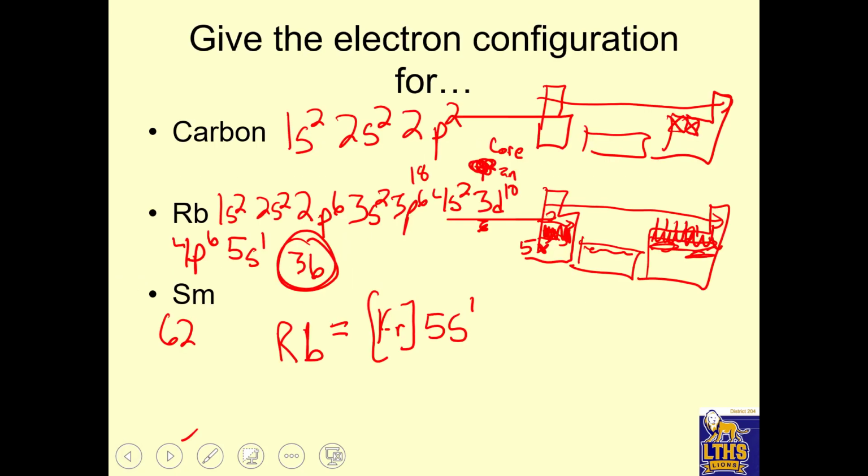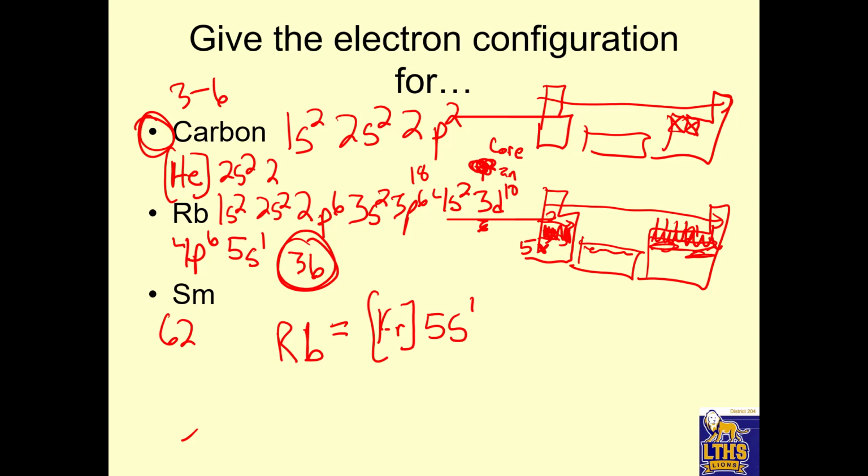Okay. If I want to do the noble gas notation for carbon, the preceding noble gas for carbon isn't very helpful, it is helium. I put that in brackets, and that takes care of 2 electrons. So now I need 3 through 6. So that's going to be 2s2 and then 2p2. That is the core notation for carbon. All right.